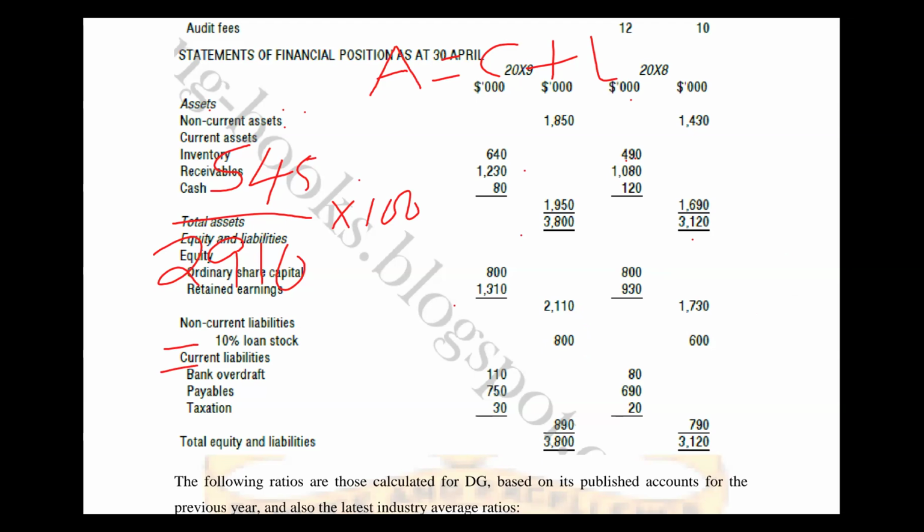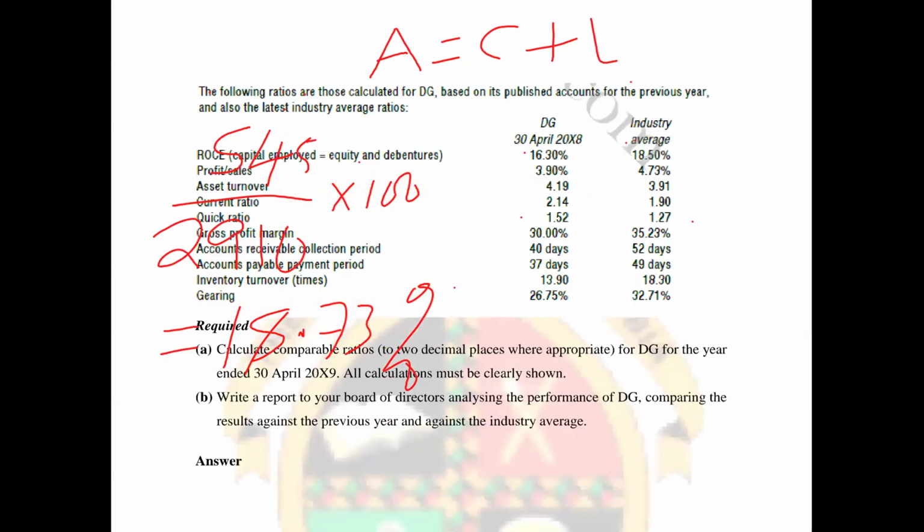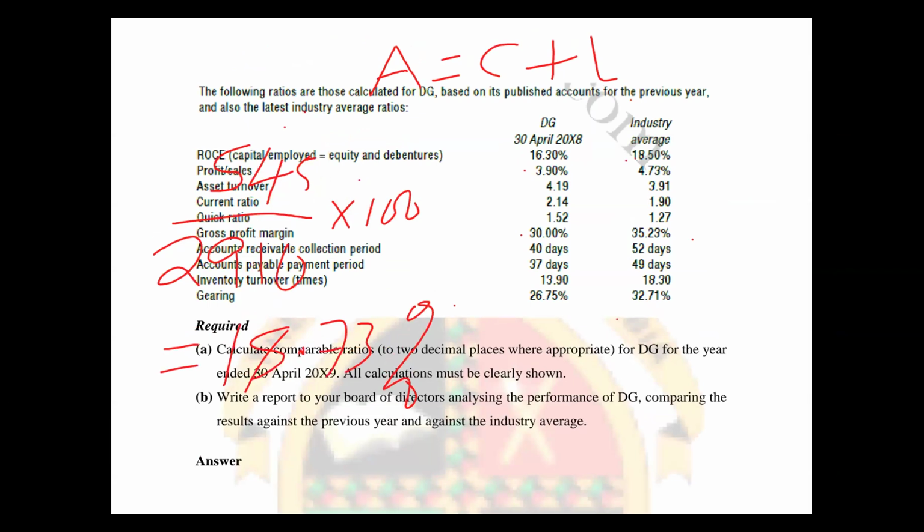18.73%. Okay. Now, if you want to compare this 18.73% return to the one for the industry, let's start from 2018. You've seen the one for 2018, eh? The one for 2018 is 16.30, which means that the one for 2019 is higher than the one for 2018, isn't it? And it is also slightly higher than the one for the industry, because the industry is 18.50. Is that clear? I'll be doing the comparisons at the same time.